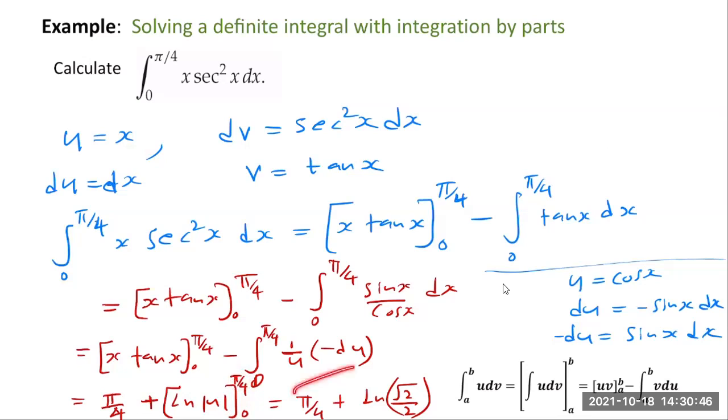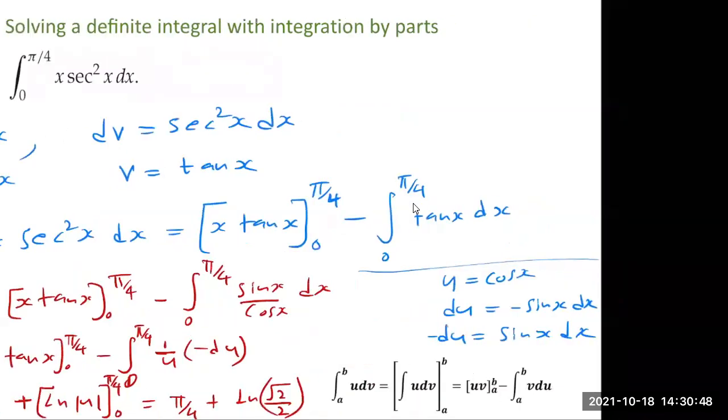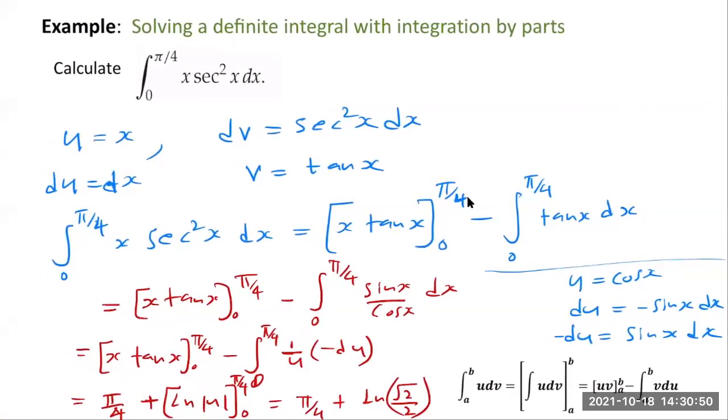All right, that completes that particular example. And with that, we conclude section 5.2. I'll stop there. I'll see you next time.